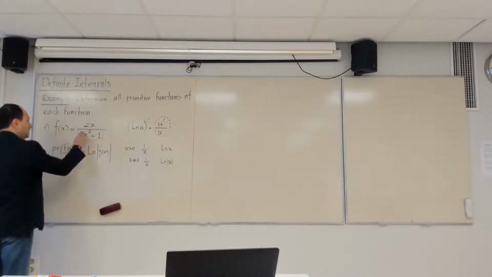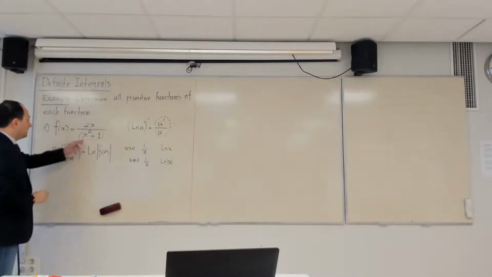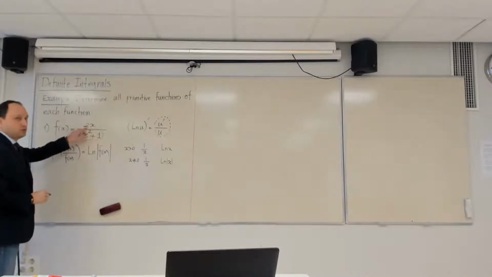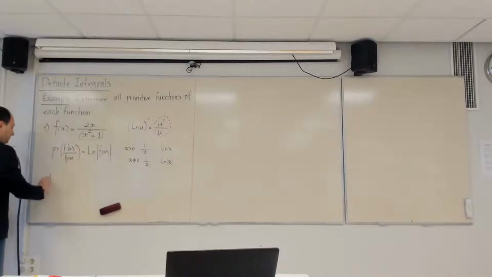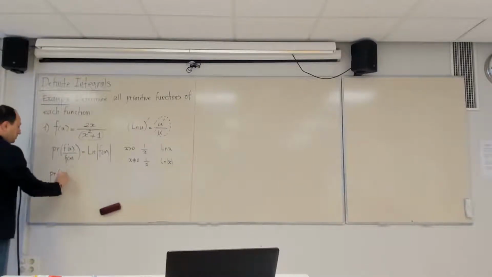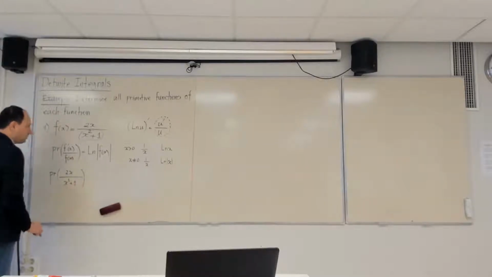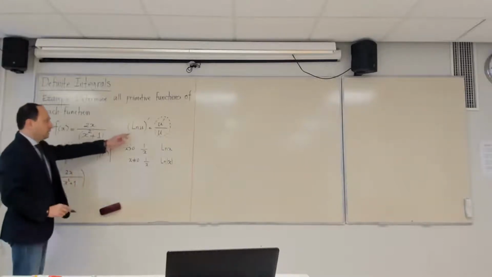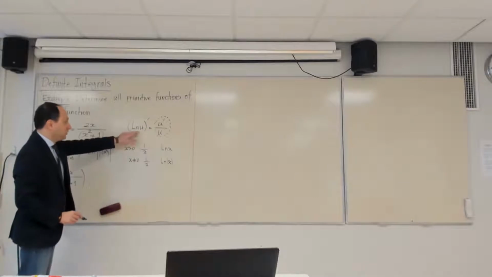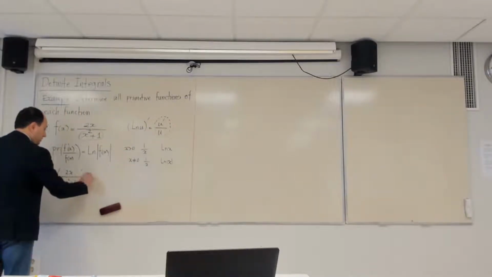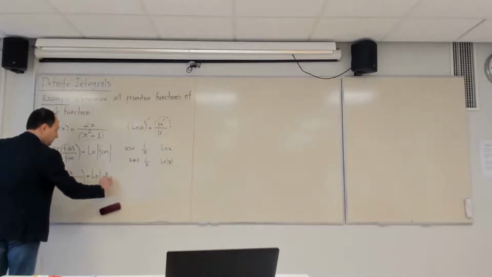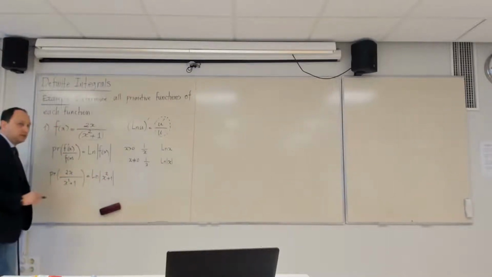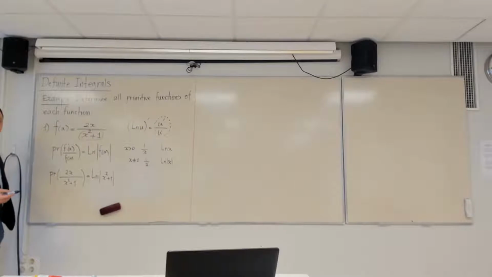This function here, the derivative of this function is 2x, which appears in the numerator. So if I want to find a primitive function for 2x over x squared plus 1, this is somehow an educated guesswork using this formula. So you write ln of the absolute value of x squared plus 1. But here, you don't even need the absolute value sign.